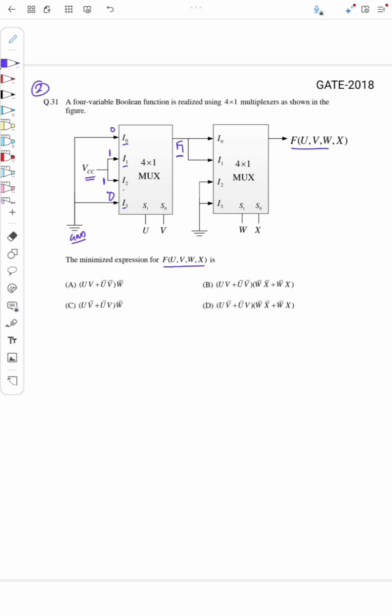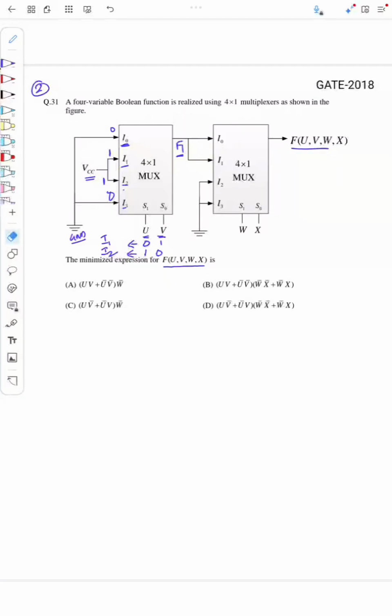f1 will be equal to 0 when the input taken is I0, that is when u and v correspond to 0. So f1 will be equal to 0 when u and v are 0. While f1 will be 1 when the input is connected to I1 or I2, that is when the corresponding u and v are 0, 1 or 1, 0, right? Either it is 0, 1 or 1, 0, it corresponds to the inputs I1 and I2.